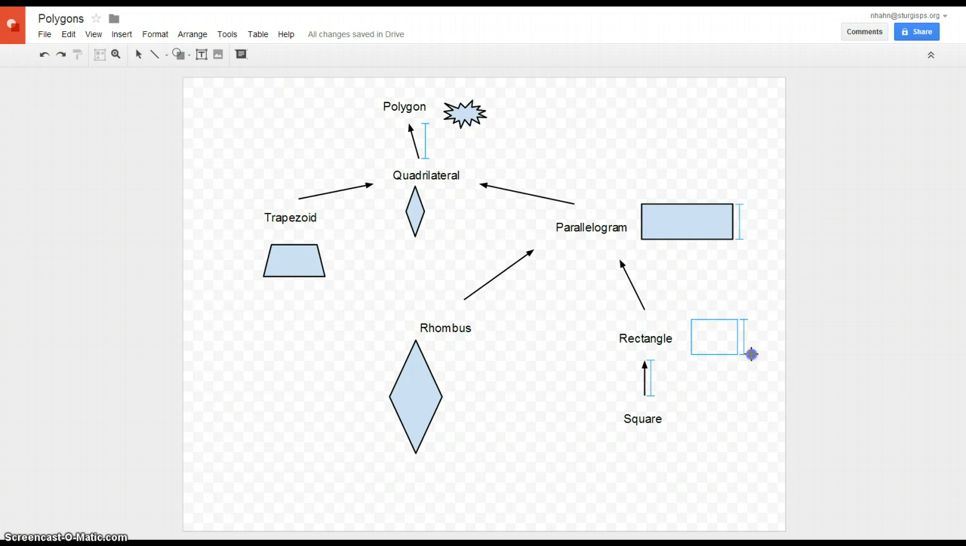so as you can see in this shape, we'll draw it this way. The right and left side are parallel, and they're also the same size. So that's one requirement of a rectangle. Also, the top and bottom are parallel, and those are the same size as well. So that's another requirement of a rectangle.